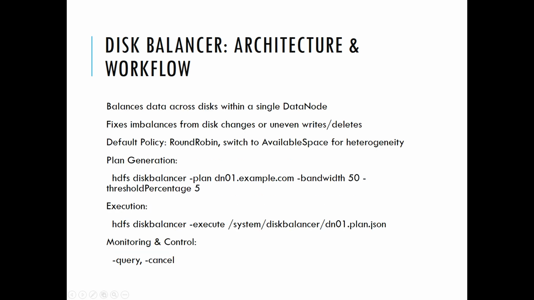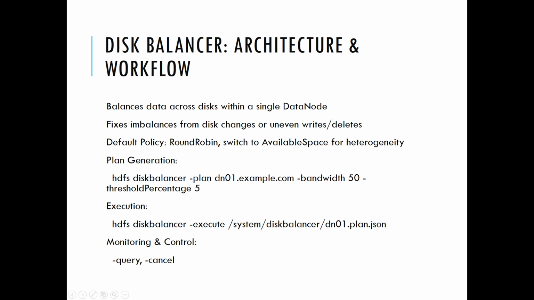Unlike the HDFS Balancer, which works across the cluster, the Disk Balancer operates within a single data node. It ensures even data distribution across that node's disks, especially important when new disks are added or data patterns become skewed over time. The default policy is round-robin, which can be switched to the available space policy in heterogeneous environments.